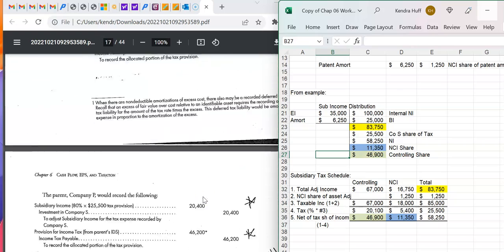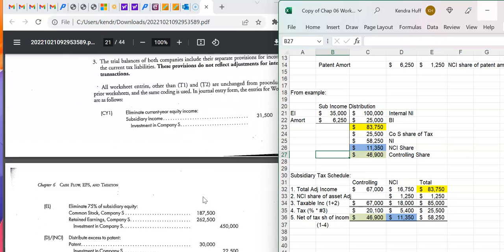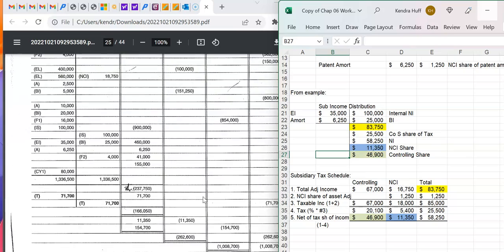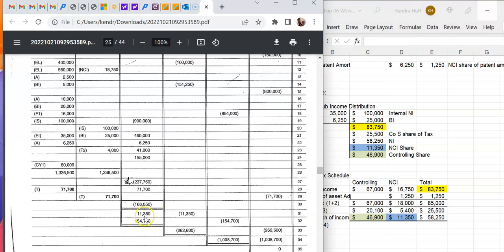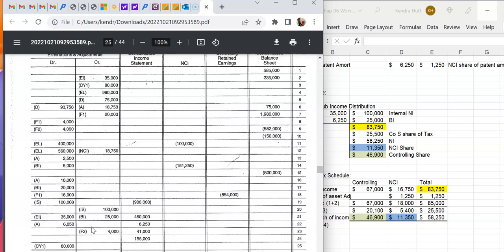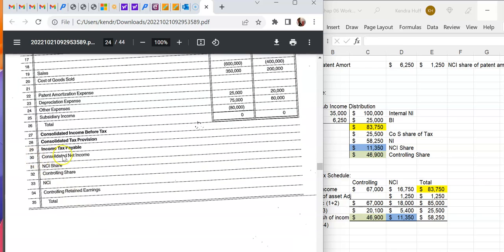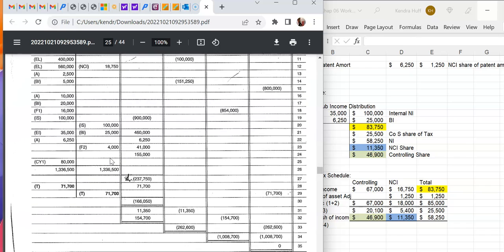And then let's go down to the worksheet. Okay, so, and then there's the 11,350 that went to the sub, and then the rest goes to the controlling interest. Let's see, line 30. Let's see what that is. Yeah, oh, consolidated net income, sorry. And it's split. So there's the tax. Whew, okay, let me get my brain going again. I told you I wasn't quite sure.